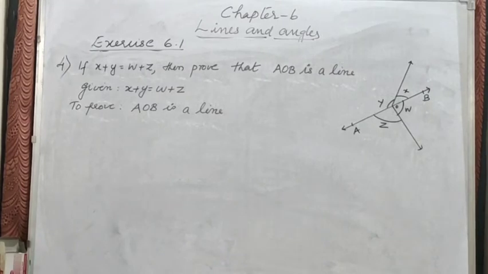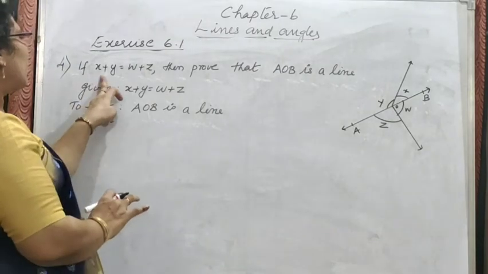If x plus y equal to w plus z, prove that AOB is a line. That means AOB equal to 180 degree we should get. AOB is a straight angle we should prove. What is given in the question?